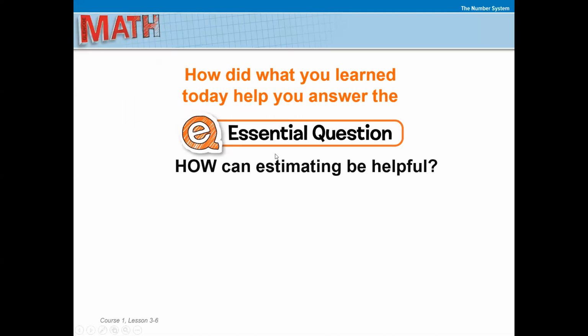How did what you learned today help you answer the essential question? How can estimating be helpful? The sample answer to that would be, using rounding and compatible numbers helps me to divide mentally. Or, by rounding divisors, it's easier to divide mentally.